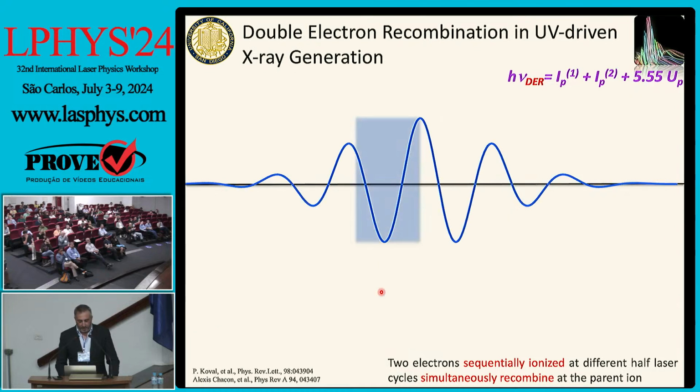There is a second scenario, which also has finite probability, where the two ionizations can happen within approximately a full cycle of the laser field. Then upon simultaneous recombination, we now have slightly larger kinetic energy for one of the electrons, and then the cutoff is extended a little bit further.